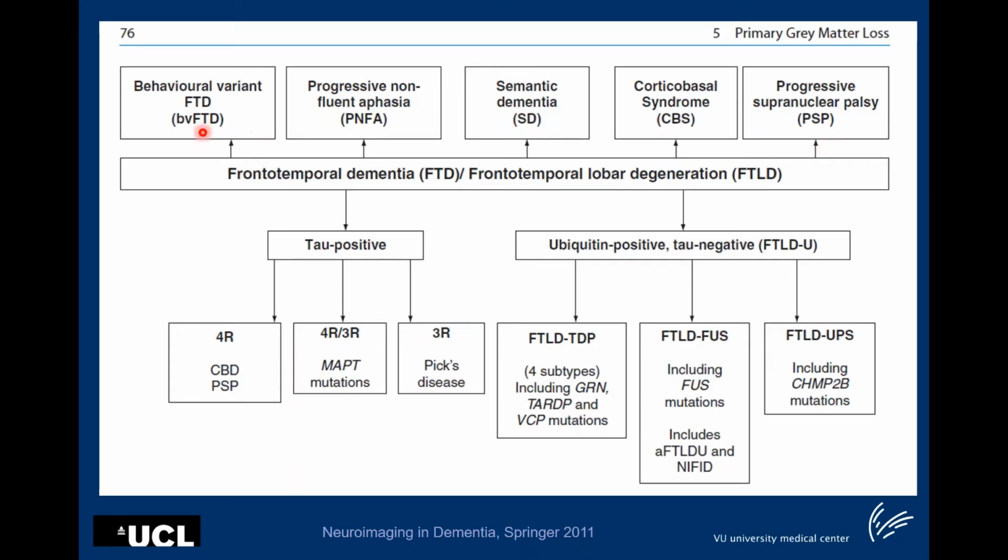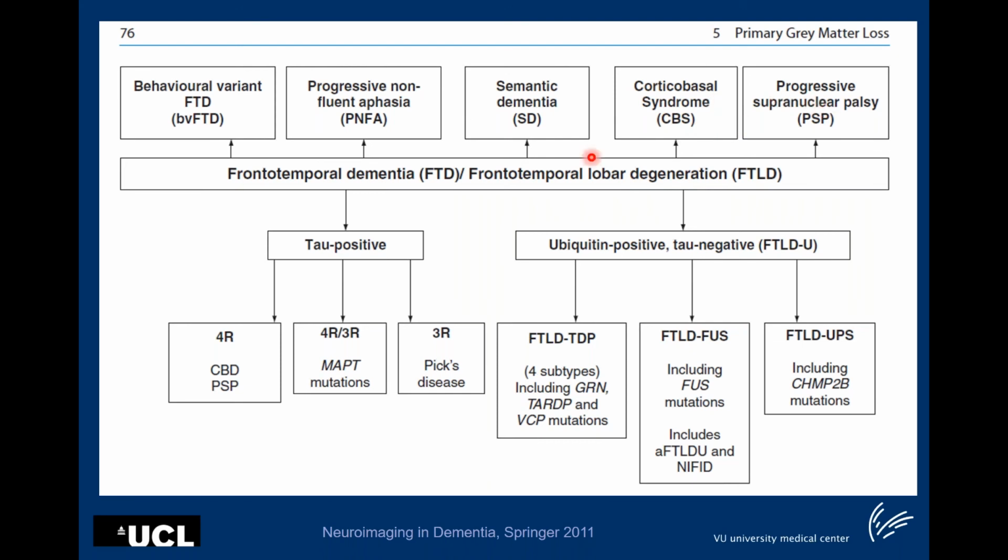So within FTD, there are various subforms. The behavioral variant that I just showed you, and there are two language forms: the semantic dementia with the unilateral temporal lobe atrophy, and the non-fluent aphasia, which tend to have more inferior frontal gyrus atrophy around Broca's area. But within the FTD spectrum, we also have other tauopathies, notably cortical basal syndrome and PSP.